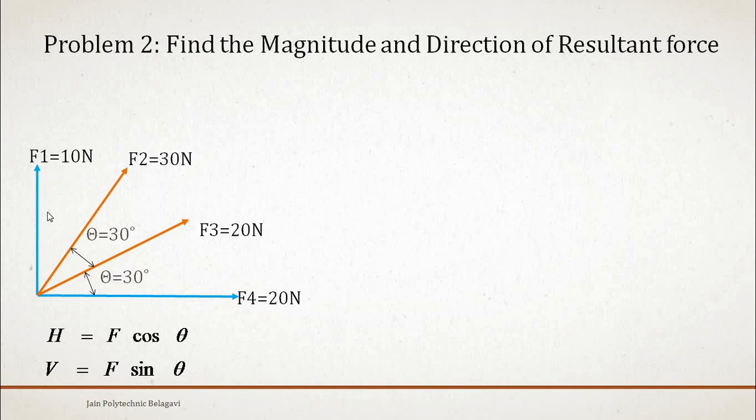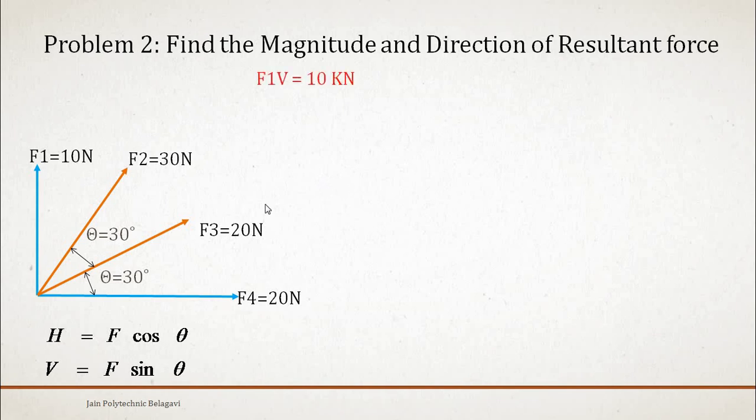F1 is acting in the vertical direction. It is not having any horizontal component. F4 is acting in the horizontal direction. It is not going to have a vertical component. So this is at 0 degree, this is at 90 degree, so they will have no second components respectively. Now for F3 and F2 there will be two components, because they are acting at some angle from the base, from the reference line.